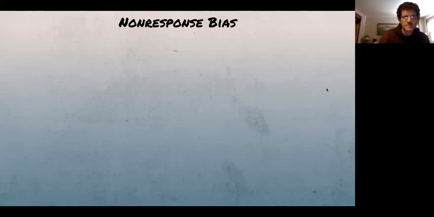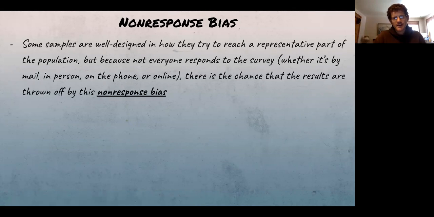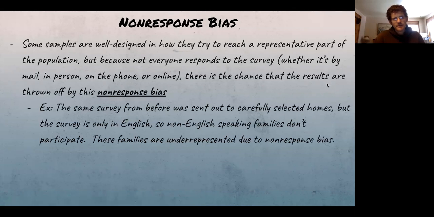The next one is non-response bias. Some samples are well designed and you actually pick a representative sample and reach out to everyone, but the results can be thrown off by non-response bias. Let's say this survey from before was sent out to carefully selected homes, but the survey is only in English. So non-English speaking families don't participate and those families are underrepresented due to non-response bias. They got the survey, they were randomly selected, but they didn't respond. Therefore it's non-response.